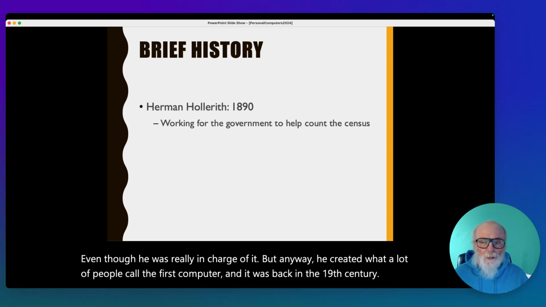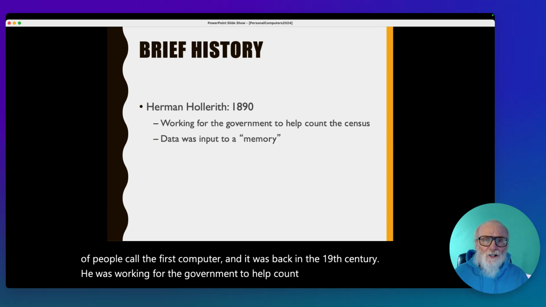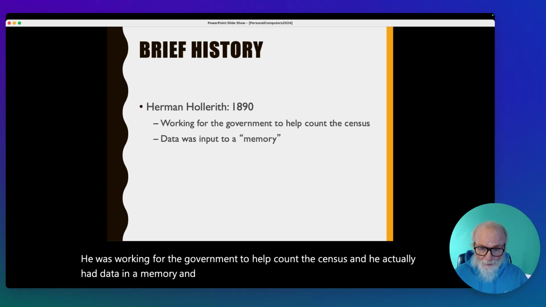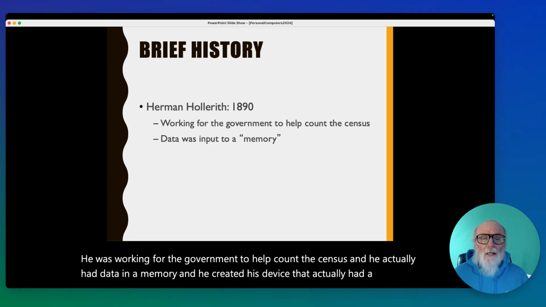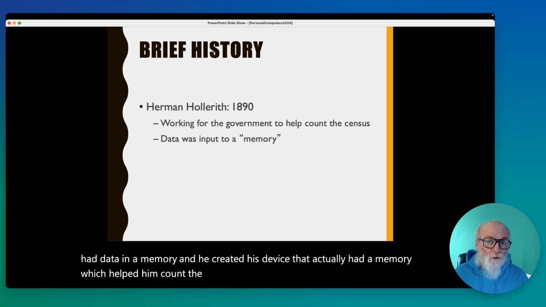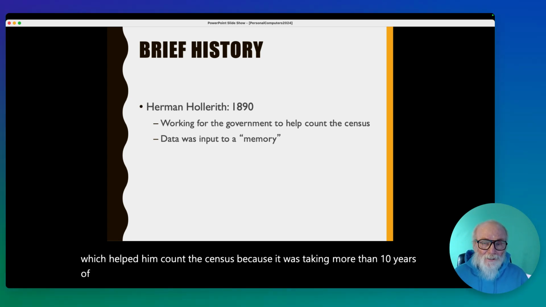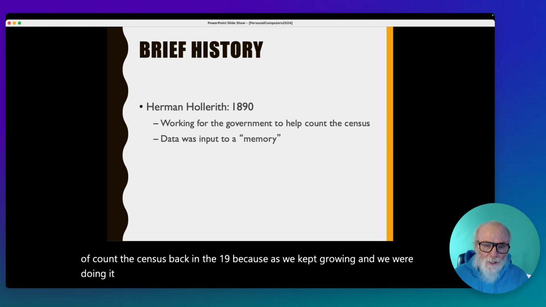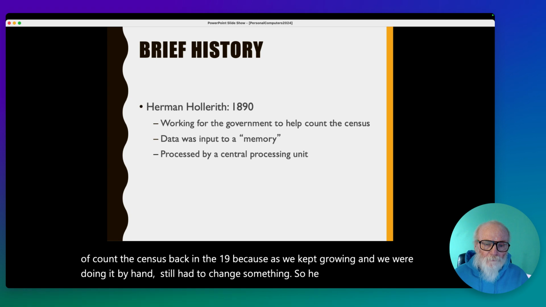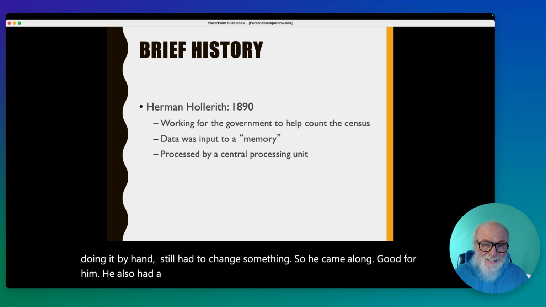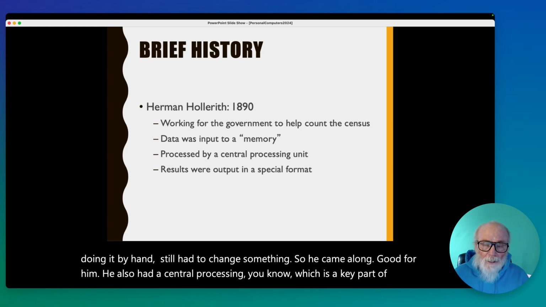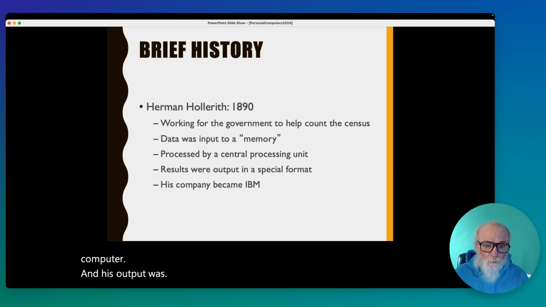He was working for the government to help count the census, and he actually had data in a memory. He created a device that actually had a memory, which helped him count the census because it was taking more than 10 years to count the census back in the 19th century. As we kept growing and we were still doing it by hand, they had to change something. So he came along. Good for him. He also had a central processing unit, which is a key part of any computer. His output was into a special format. And like I said, his company eventually became IBM.